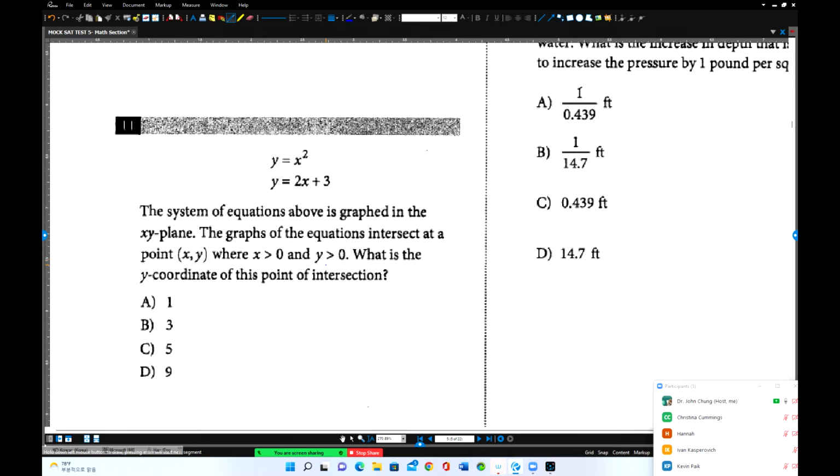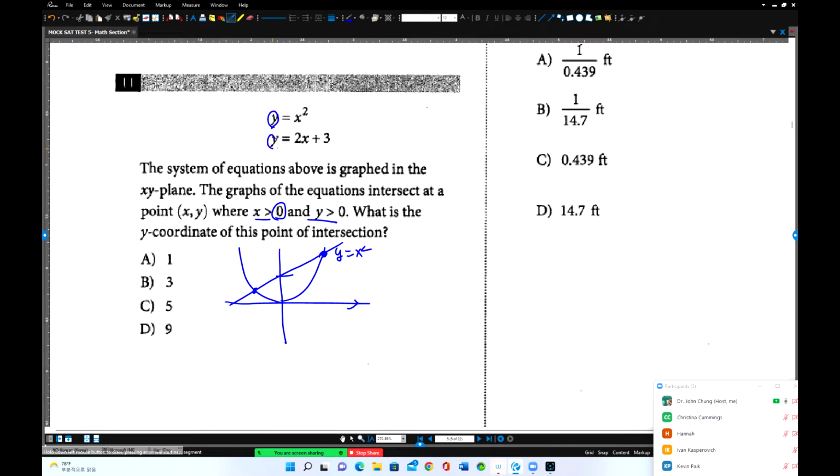Number 11 over here. What is the y-coordinate of this point of intersection? We have a right first quadrant. X is positive, y is positive. This is the graph y equals x squared, and 2x plus 3 is the graph of this one. We have 2 x-intercepts, but this is quadrant 1, right? X is positive, y is positive. You're going to find this point, where the values of y and x are equal.